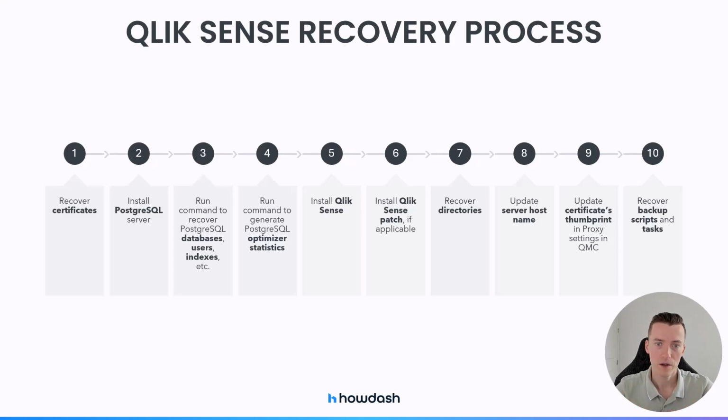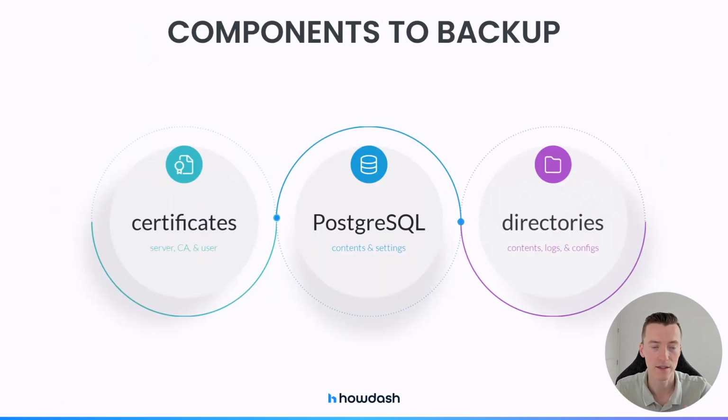In the previous video, where I was talking about what needs to be backed up when backing up a Qlik Sense server, I had this visual. I mentioned that the 3 things that need to be backed up are certificates, contents and settings of PostgreSQL server, and directories. Now, backups and recovery are very much related. We do backups so that we could recover a Qlik Sense server.